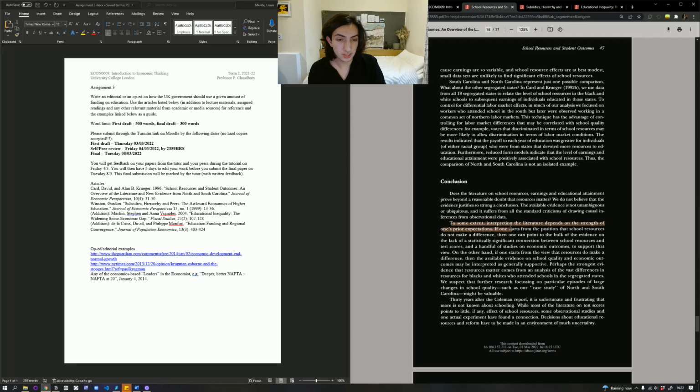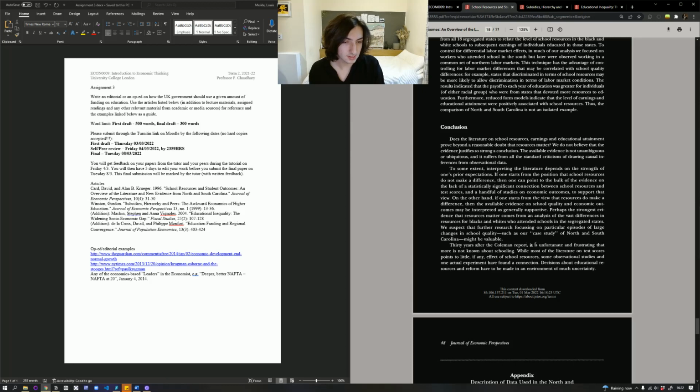So, interpreting the literature starts from one's prior expectation. Someone may interpret the literature in different ways depending on what they expected before. Because there's a lot of opposing views, people can side with one side and say, oh, look, I'm supported. See? It says, not much is known about schooling. While most of the literature on test scores points to little, if any, effect of school resources, some observational studies point to one, and only one actual experiment has made a connection. Decisions about educational resources and reform have to be made in an environment of much uncertainty. So we're saying essentially that the effect of resources on educational attainment is an uncertain relationship.